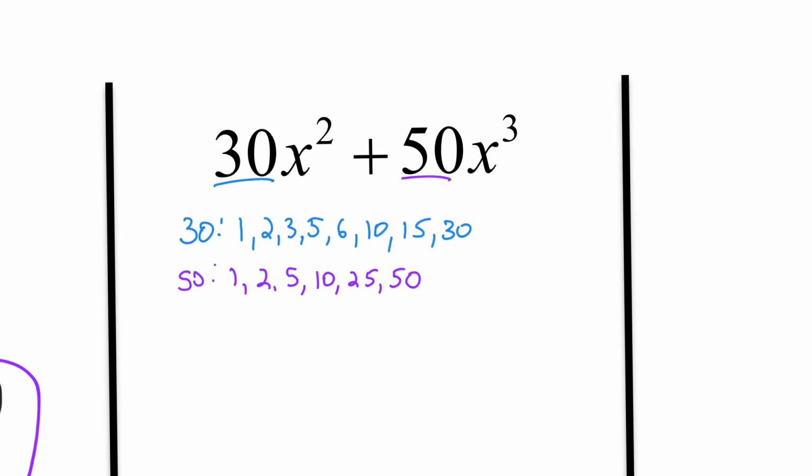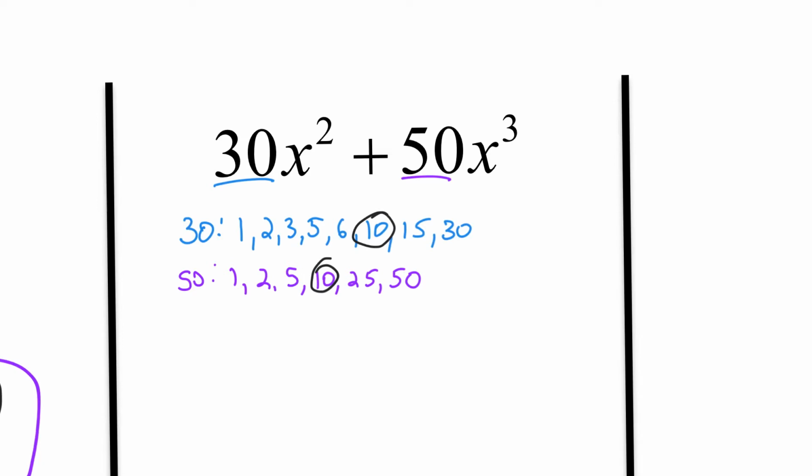So you guys have the factors of 50. Now, look at these factors. 1 is a common factor, 2 is a common factor, 5 is a common factor, 10 is a common factor, and we don't have anything else. So the greatest, the biggest common factor is the 10. So that means you're going to take out a 10.